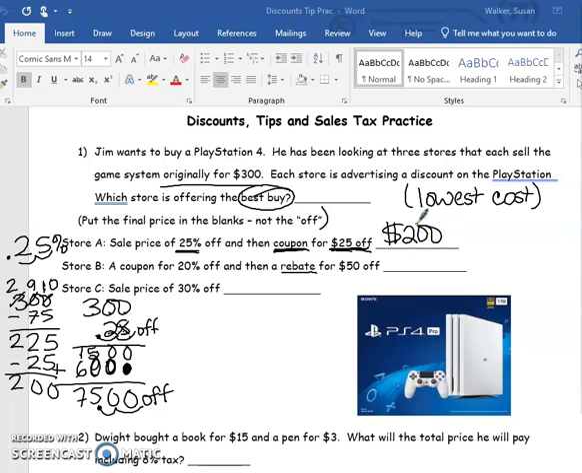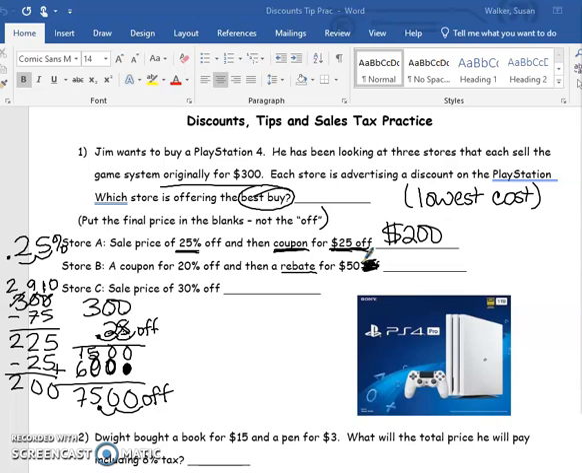Now store B says we have a coupon for 20% off and a rebate for $50, okay? Now, I shouldn't really say off. A rebate, guys, is money back. Okay? So if you're listening, that sounds like we are adding. We are not adding, we are subtracting, because basically what it means is you're paying more to start, and then they would send you money back. Okay? So you're paying more to start, but what we're going to do is treat it like a coupon.